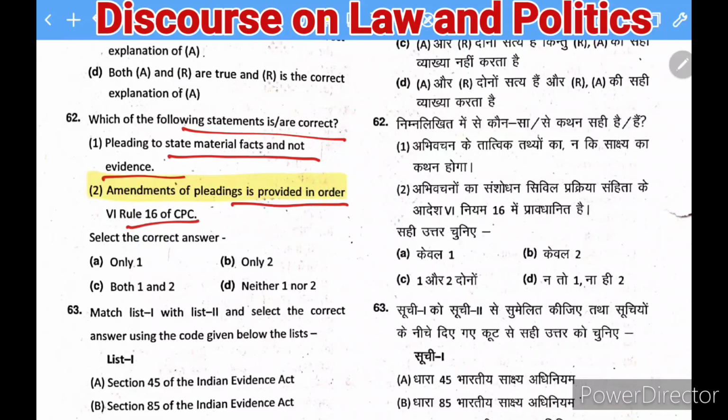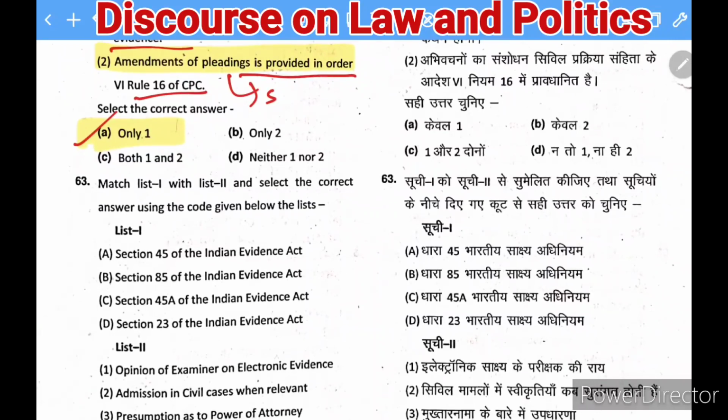The amendment of pleading has been given. You can see Order 6 Rule 16 has a provision with respect to suits on lost negotiable instruments. So it is not like this. Therefore, only this statement is correct. So the right answer to this question is only 1. Okay, so this is the right answer.